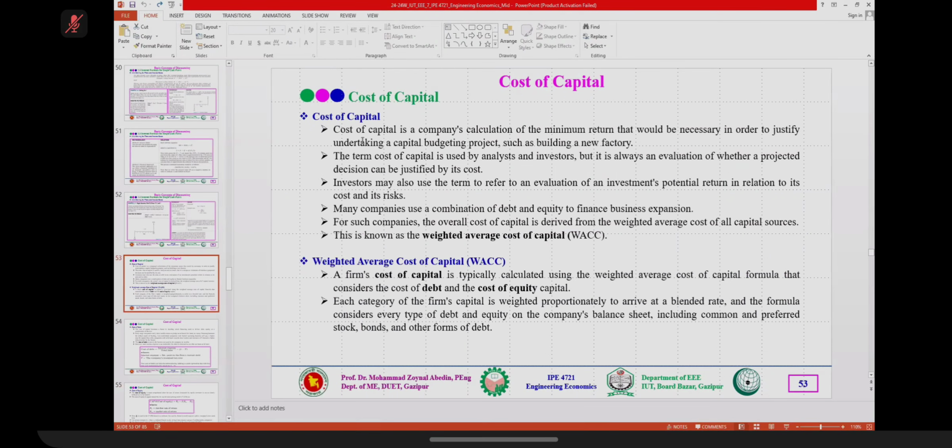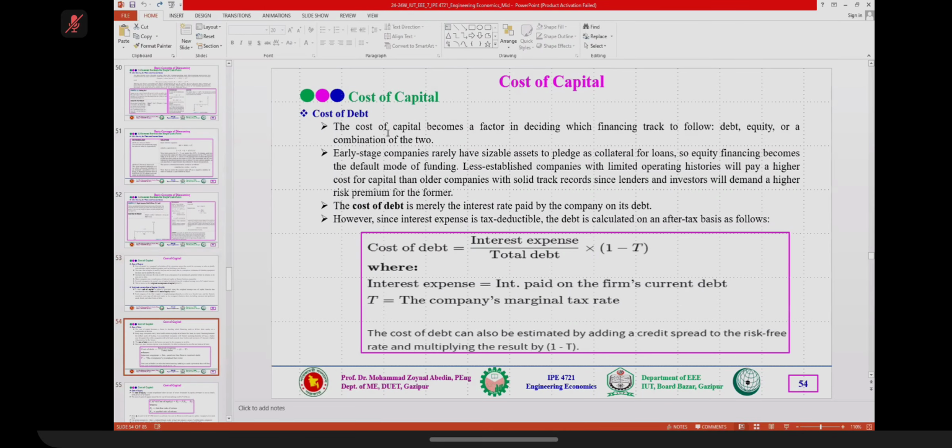So this is the cost of capital, okay? Cost of capital. Number two is the cost of debt.